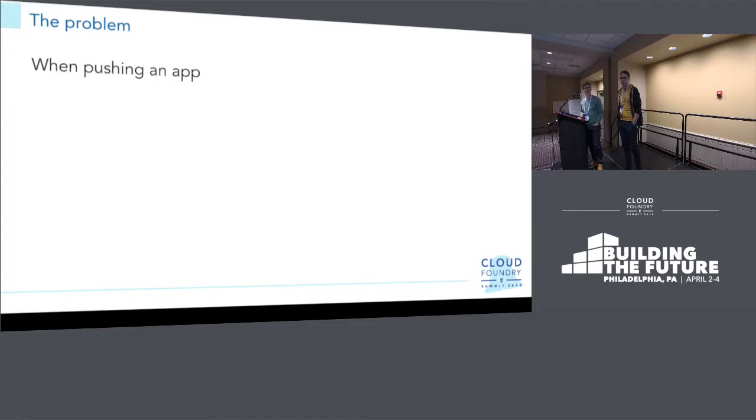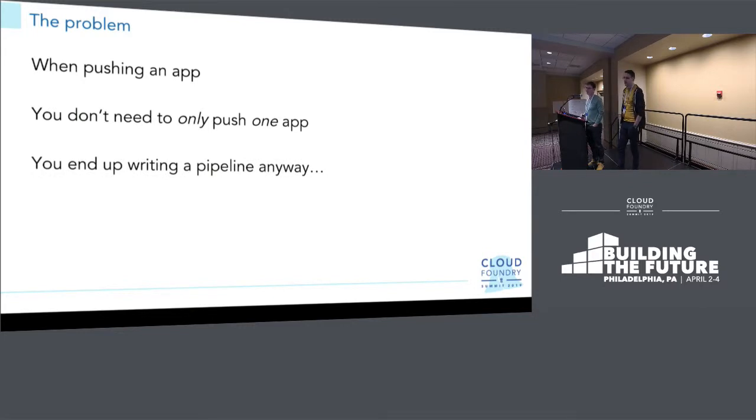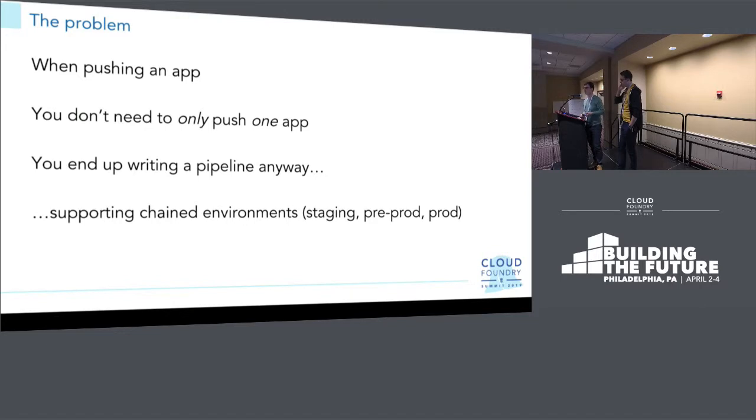Well, the problem is that actually, when you push an app, you don't only need to push that app. You end up writing a pipeline so that you can push your code to GitHub, for example, and the pipeline is responsible for actually deploying to Cloud Foundry. And soon you get to support chain environments like staging, pre-prod, prod, etc. Demo, dev, integration.